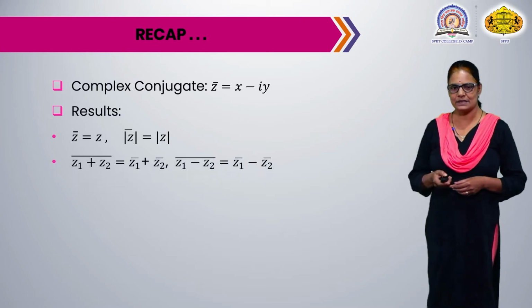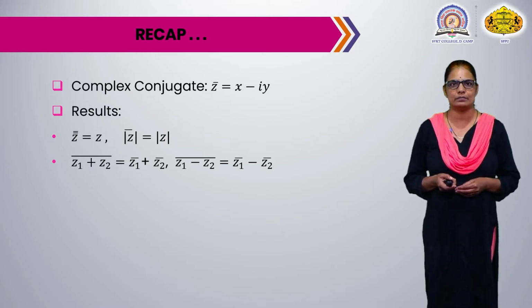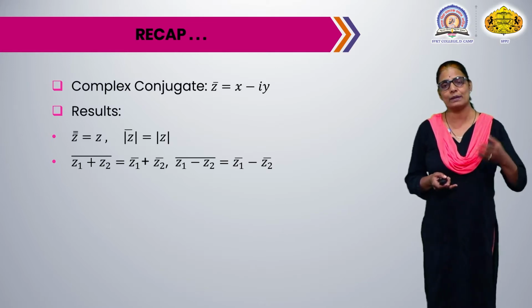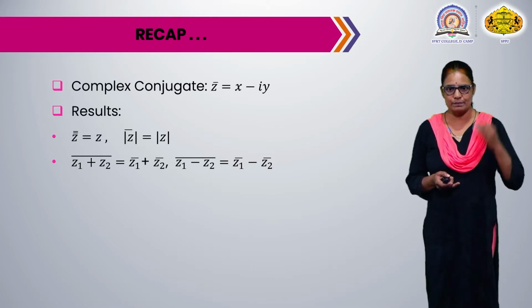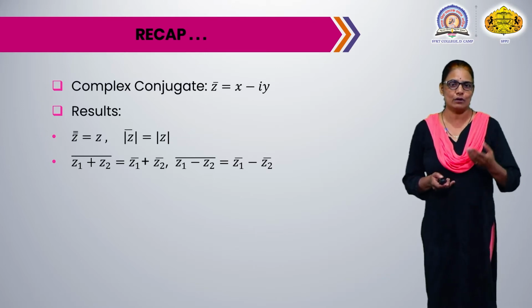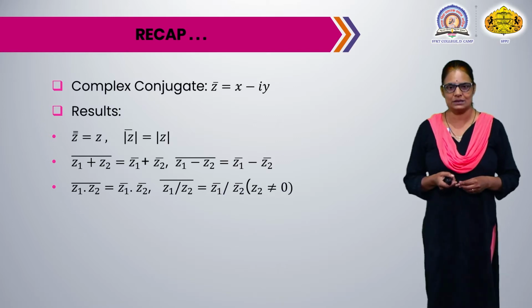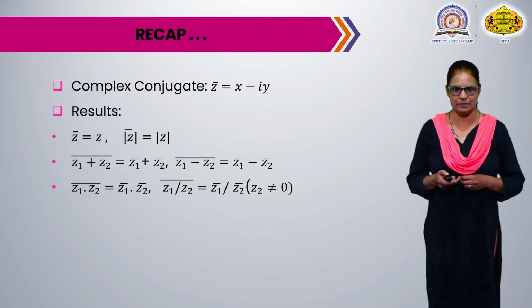The next result we have studied is related to addition and subtraction. The complex conjugate of z1 plus z2 is the same as the complex conjugate of z1 plus the complex conjugate of z2. Same result holds for subtraction, multiplication, and division. For division, the denominator, that is z2, should be a non-zero complex number.